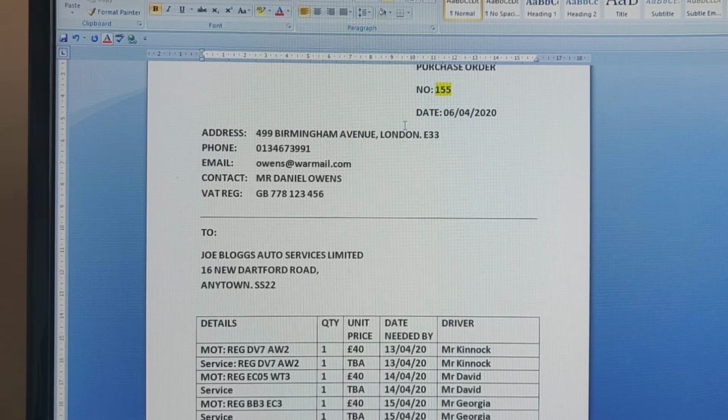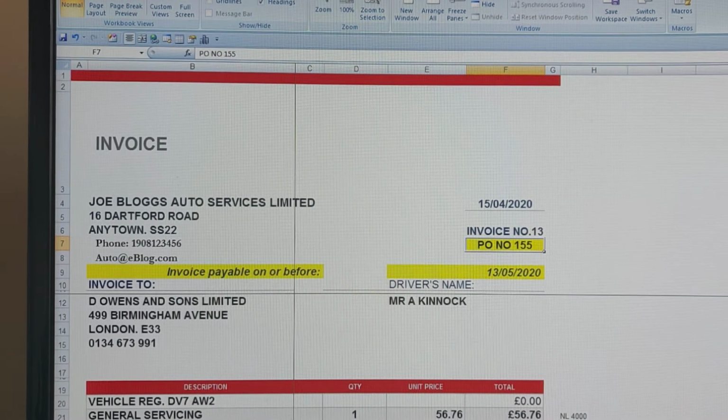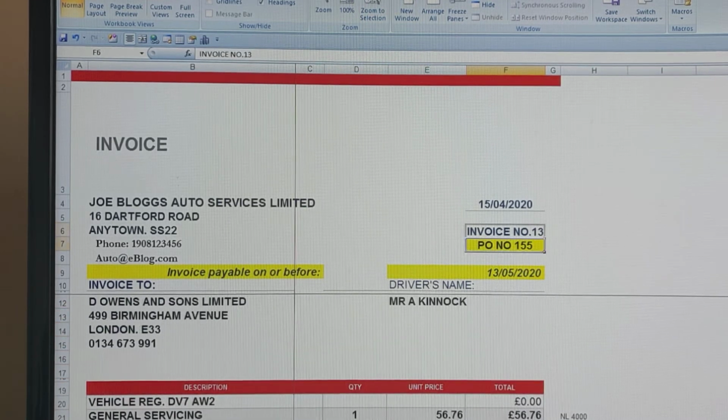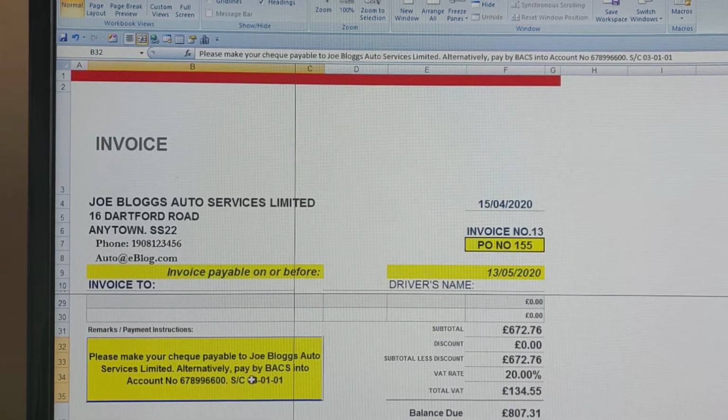Number 155. And the invoice that is going out to the client, or that has already gone out to the client, which is now going to be posted into the nominal ledger and the sales ledger, has got that reference number. Clearly, the name of the driver of the vehicle is also stated here on the invoice. In addition, there is an instruction to the client to please make their check payable to Joe Blocks Auto Services Limited.